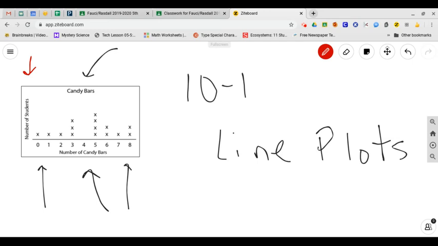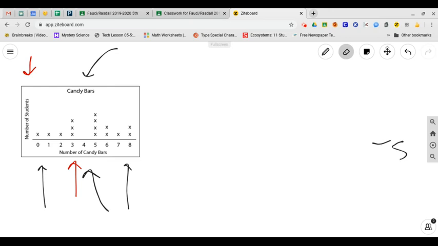So I can see that one student has 0 candy bars. I can see that 3 students have 3 candy bars. So the X's are the most important thing. That's how we read the graph. So we're going to work with this one for a minute just so I can make sure you understand exactly how to read a line plot.